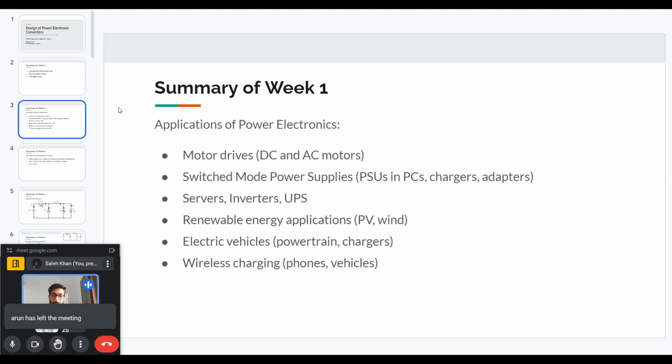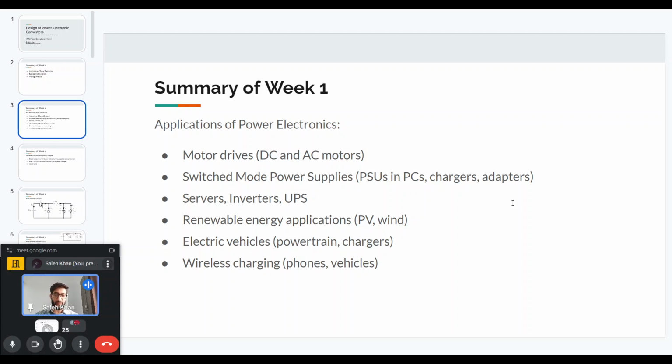Similarly, other applications of power electronics include switch mode power supplies, where we require some fixed DC voltage. Usually it is very low voltage, like 12 volts or 24 volts. And this you have to get from the 230 or 240 volt AC supply that you get at your homes. So this conversion from high voltage AC to very low voltage DC is done using power electronics. Some examples of these are PSUs, which are power supply units in your personal computers. And similarly in chargers, you give the AC supply and you get very low voltage at the output. Similarly, adapters, which are available at various DC voltages.